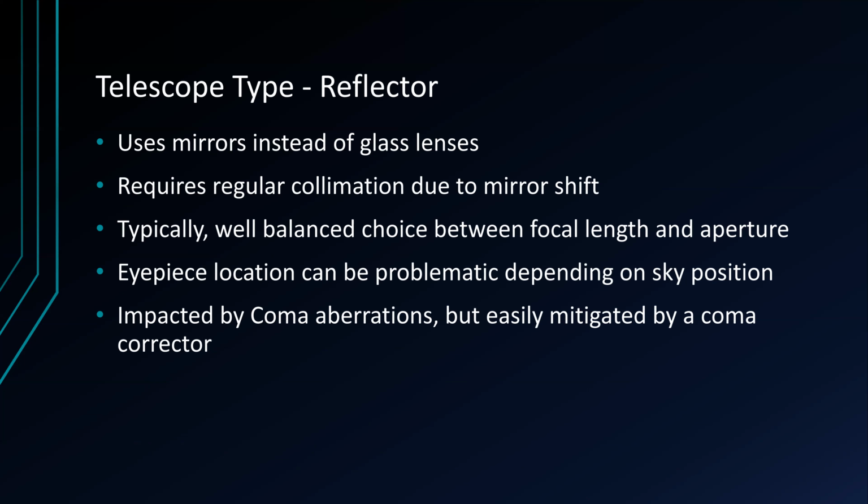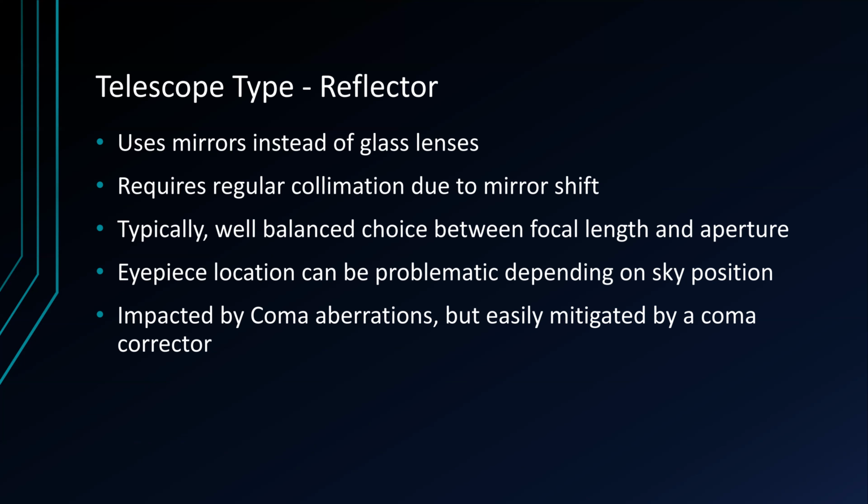Eyepiece location is certainly something you should try to keep in mind when you're selecting objects for an event or just to look at, because you might end up having to contort underneath the bottom of the scope to get your eye to the eyepiece.